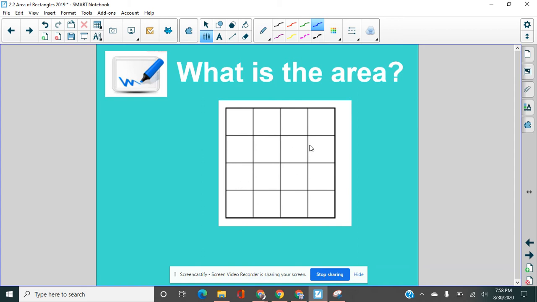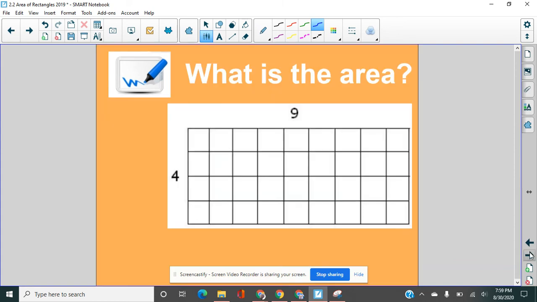So again, you can count all these boxes, or you could just count how wide it is. 1, 2, 3, 4 times 1, 2, 3, 4. This is 4 times 4. 4 times 4 would equal 16. So our area, 16 square units, right? Centimeters squared.